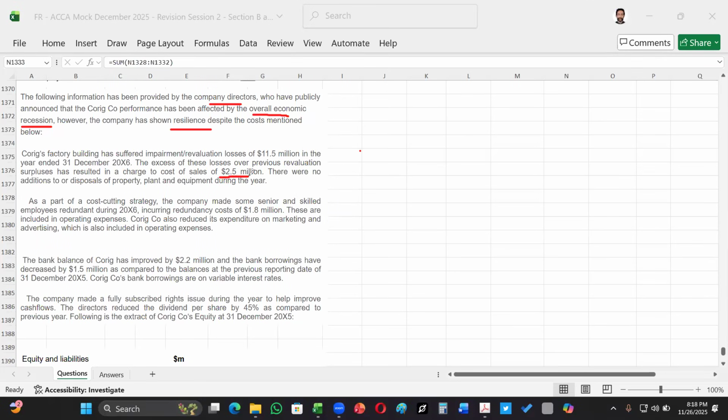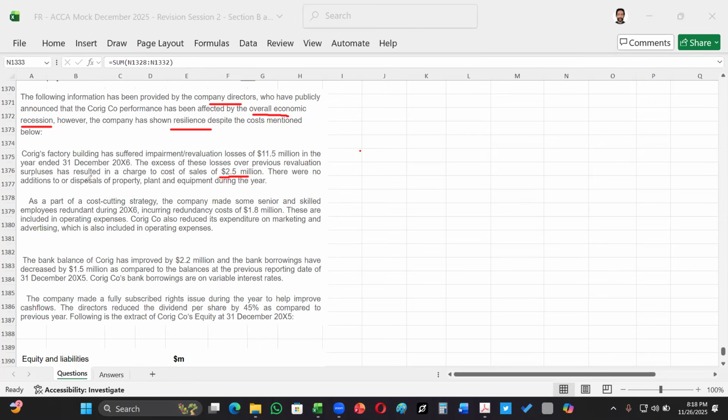You see, they have charged the impairment related to the previous revaluation surplus to the cost of sales. Okay, and there were no additions to or disposals of property, plant, and equipment during this year. So clearly, we can understand that the costs have remained pretty much the same due to the charging of the impairment to the cost of sales.